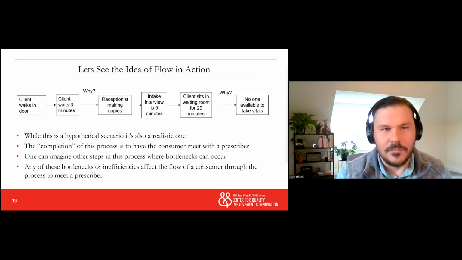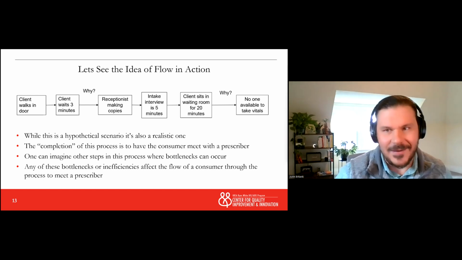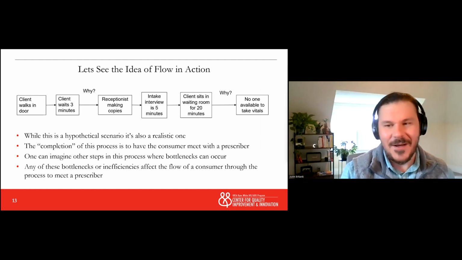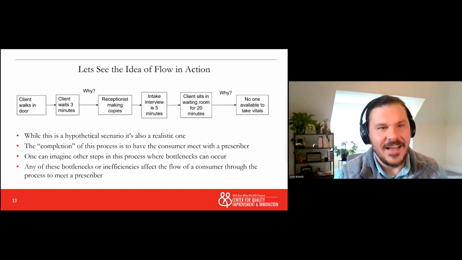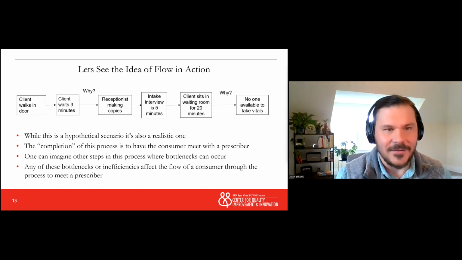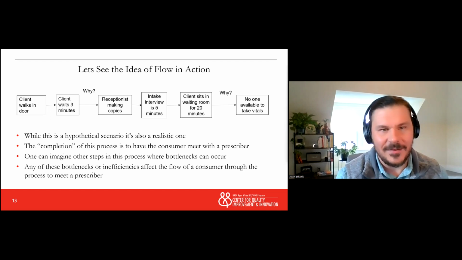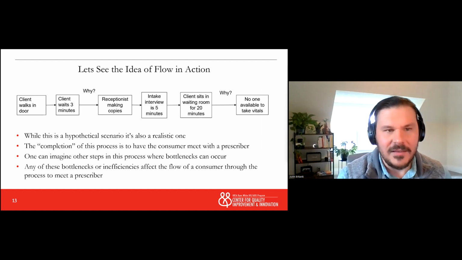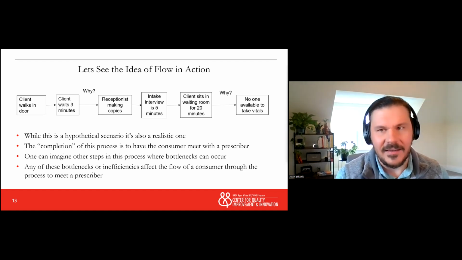So here's a super basic diagram. We're going to get more complex in these diagrams as we move throughout our time together this afternoon. It kind of starts as a client walks in the door, they do a little waiting, the receptionist makes copies, intake, interview, client sits in the room for 20 minutes. So seeing this, would you say this is uninterrupted flow or interrupted flow or continuous flow?